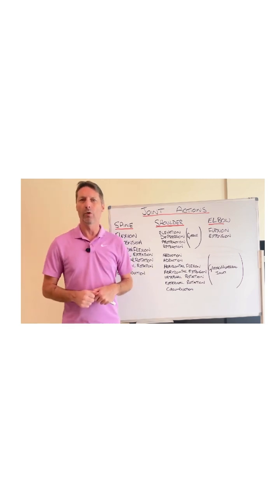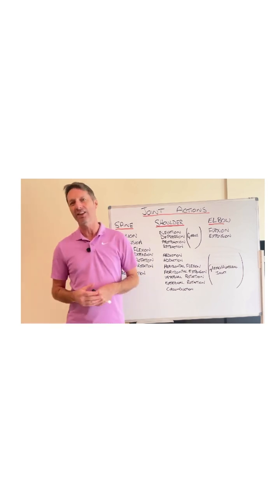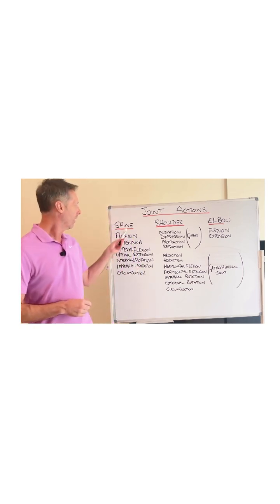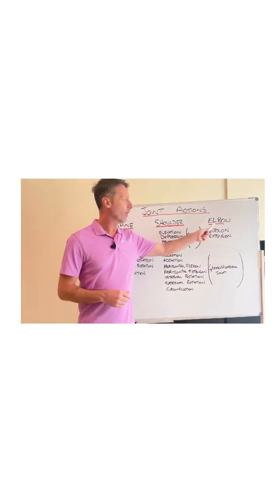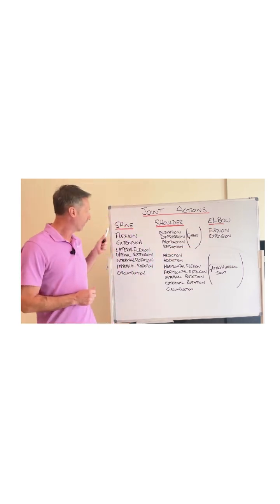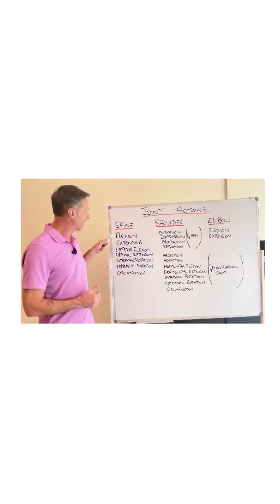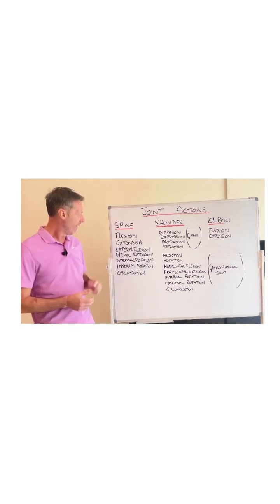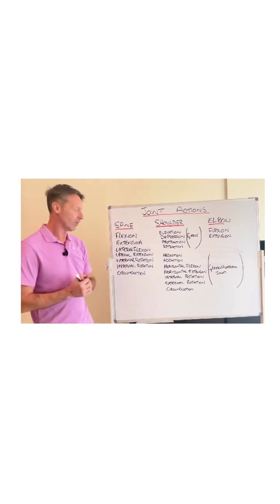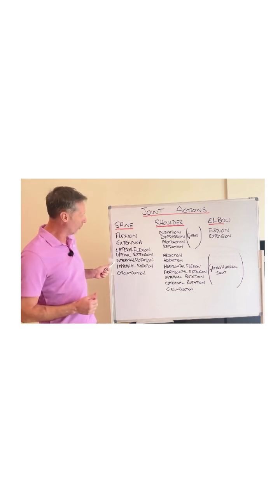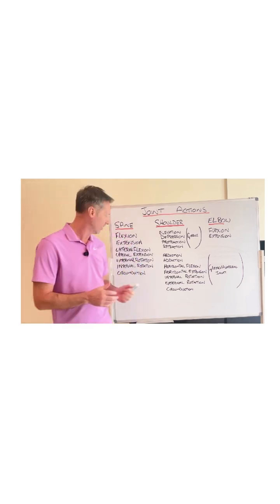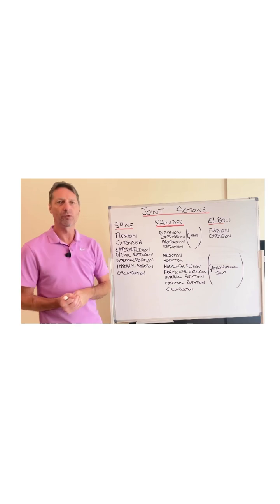Okay, you gorgeous people, we have done the lower body joint actions now. Let's look at the upper body. Let's look at spine, shoulder, and elbow. So we look at the spine, the joint actions or the movements we can do on the spine are flexion, extension, lateral flexion, lateral extension, internal and external rotation, and also circumduction.